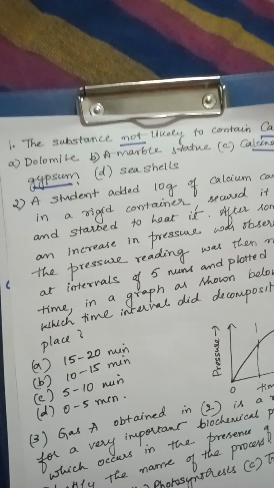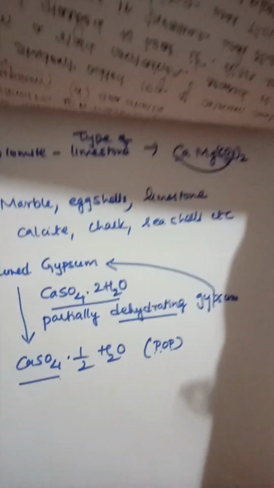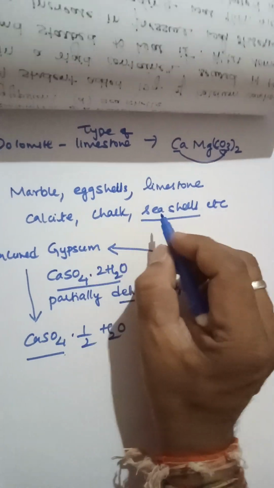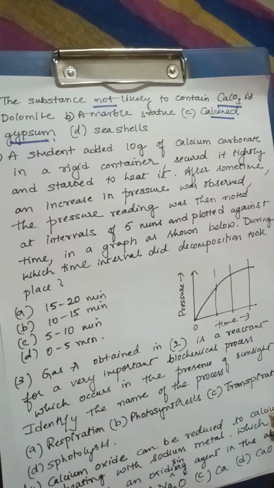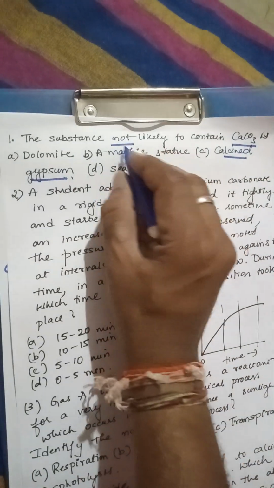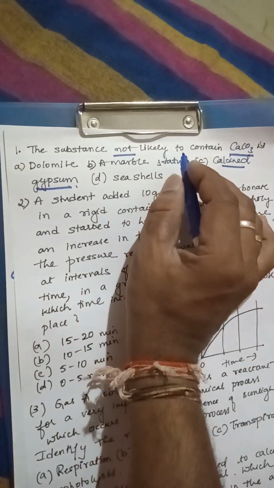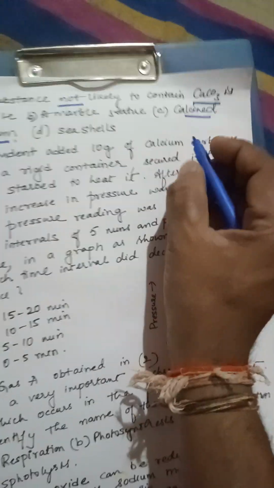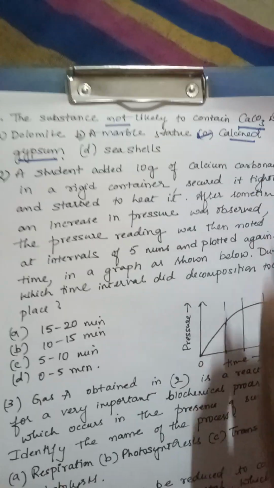And what about option D? I told you, we can just have a look at some of the substances which contain calcium carbonate, and seashells are one of them, but we are supposed to choose the substance which is not likely to contain calcium carbonate. Next. So we have answered the first question. The correct option is option C.